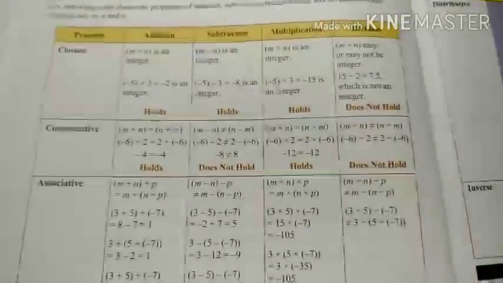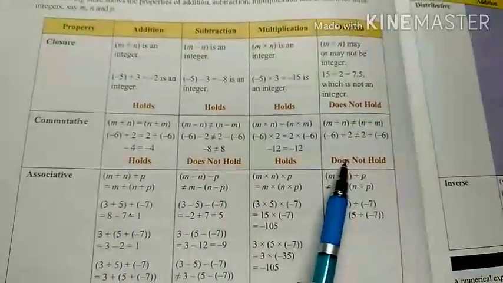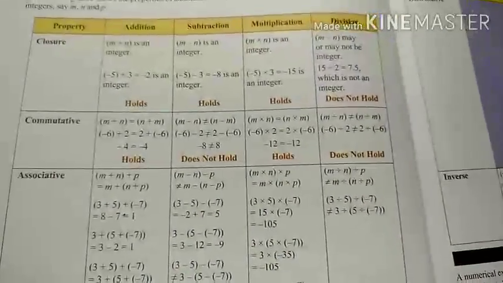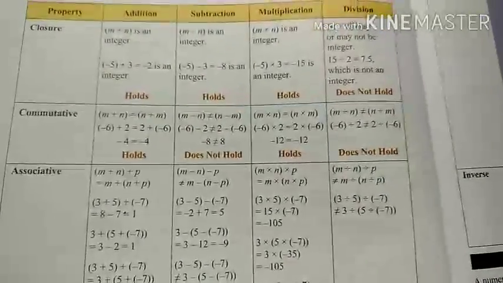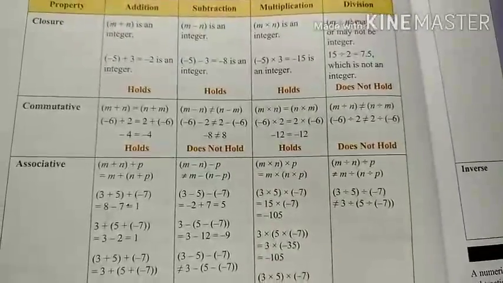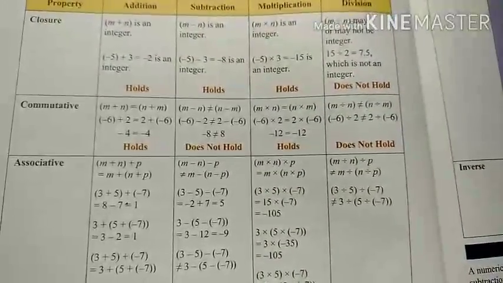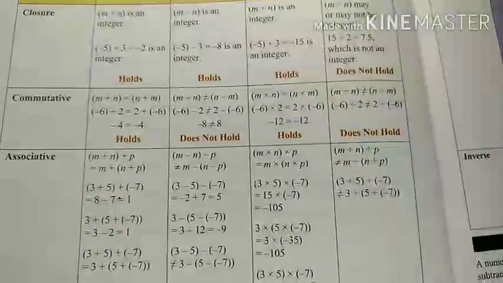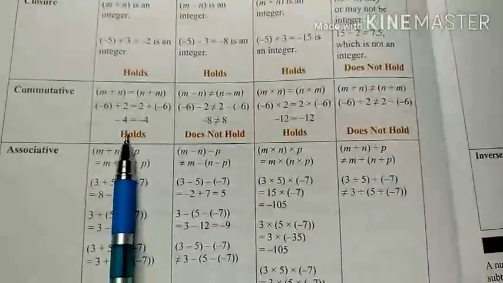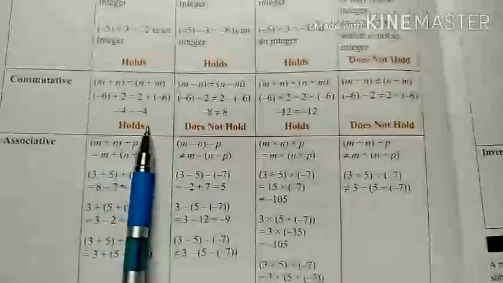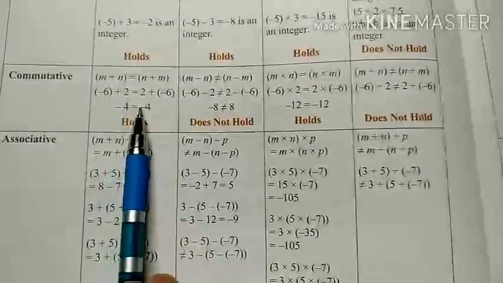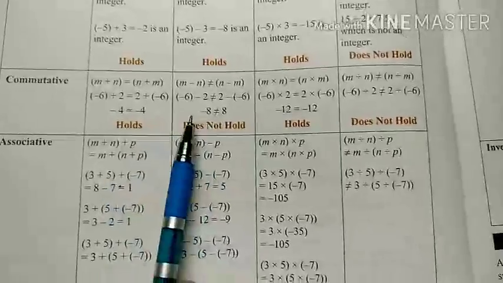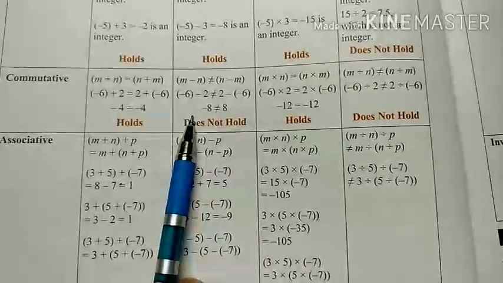Next is the same set of operations, addition, subtraction, multiplication and division, under commutative property. Commutative property means you deal with two integers, and if you operate in any order, your answer is the same. If I add two integers in any order, my answer will be the same, left side equal to right side. Minus 6 plus 2 or 2 plus minus 6 gives minus 4, so it holds. But under subtraction it does not hold.